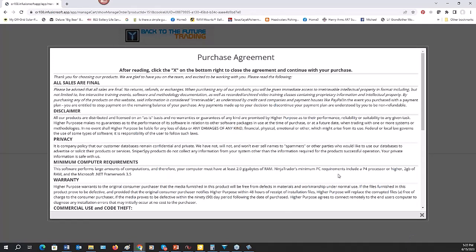There's a purchase agreement. This is an indicator for NinjaTrader, so please don't tell me you didn't know that and call PayPal. They never told me it was a NinjaTrader indicator. It's a NinjaTrader indicator, and when you click on this X, you're going to acknowledge that you knew that.